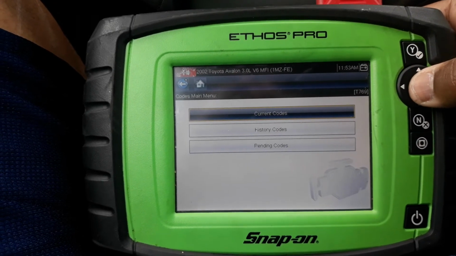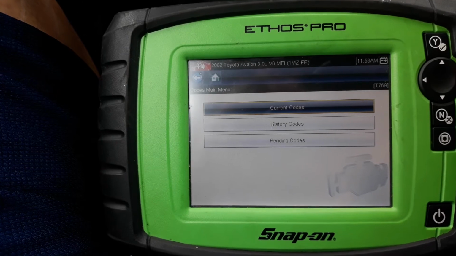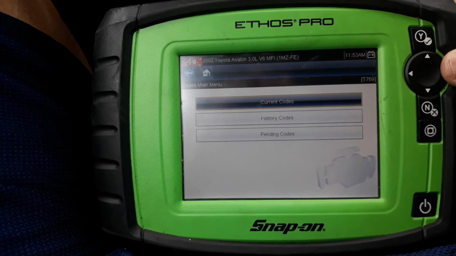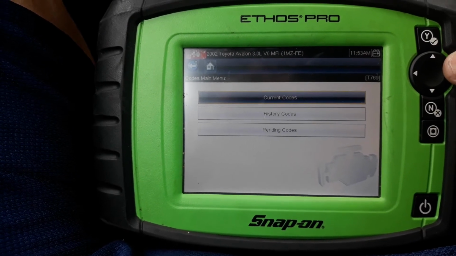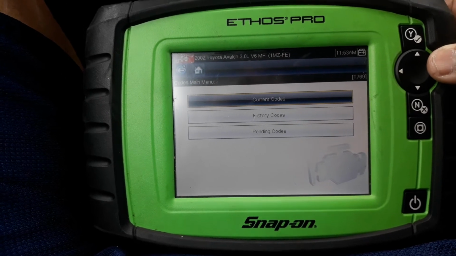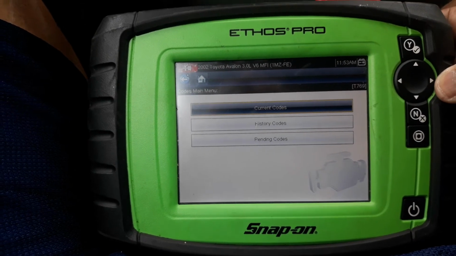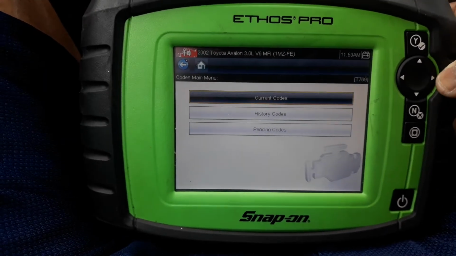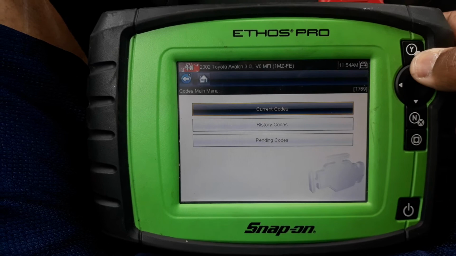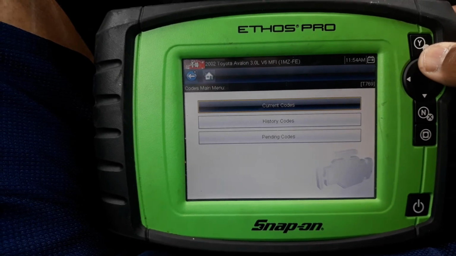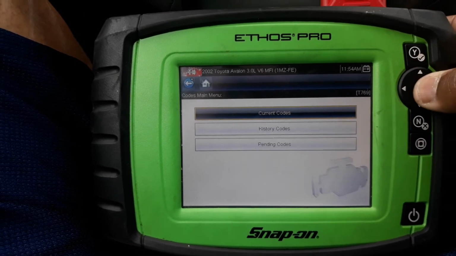All right, so we got current codes, history codes, and pending codes. Let me talk about that real quick. The computer uses sensors to monitor itself. If it sees something that's not right, it's programmed to go into a pending mode. What that means is if it sees it again, because sometimes we can have little minor glitches and not even know it, you don't get a check engine light until the computer sees it a certain number of times, and then you get a current code.